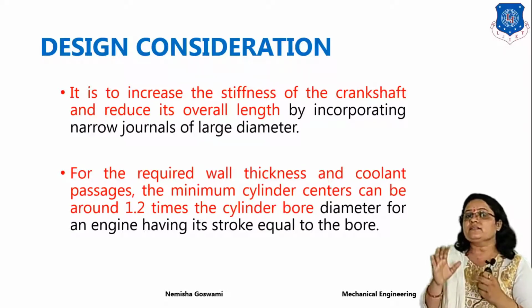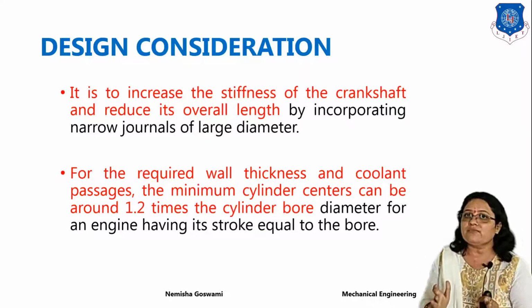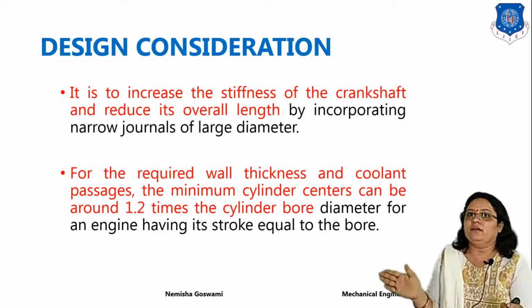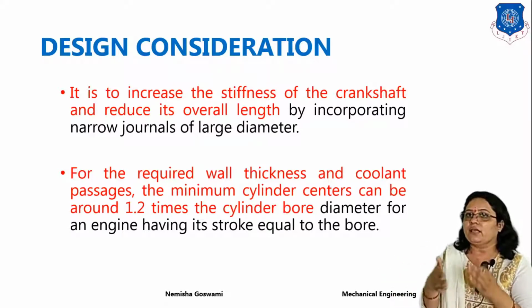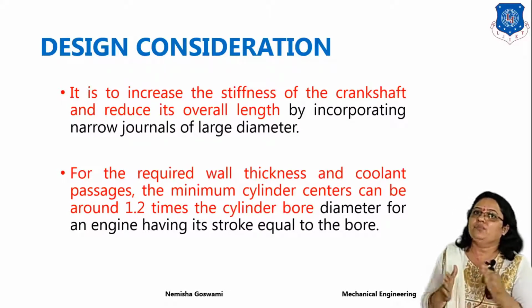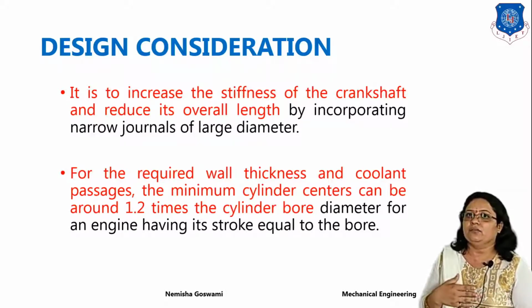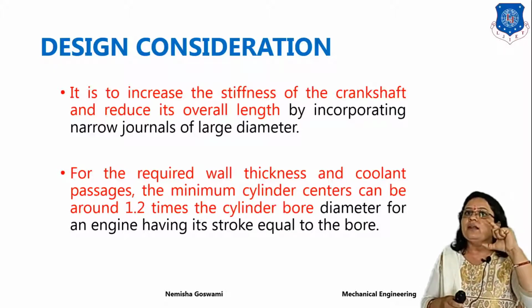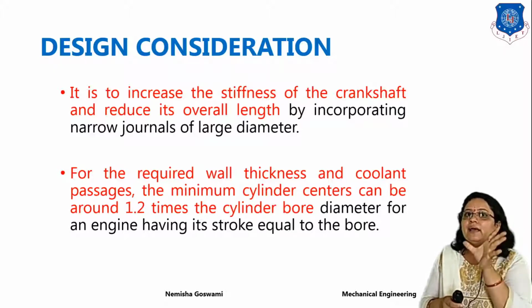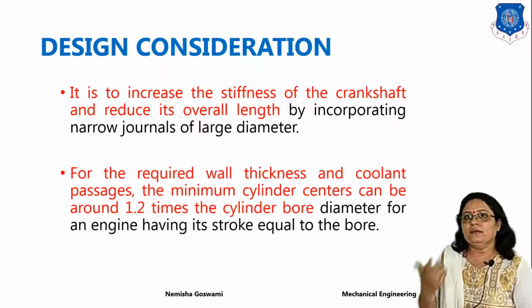Because if the stiffness of the crankshaft is not sufficient, it may be distorted. So the stiffness of the crankshaft is very important. You can achieve it by reducing the overall length, by incorporating a small-length journal and a large diameter. We will use a small-length journal, and the diameter of the journal should be greater.